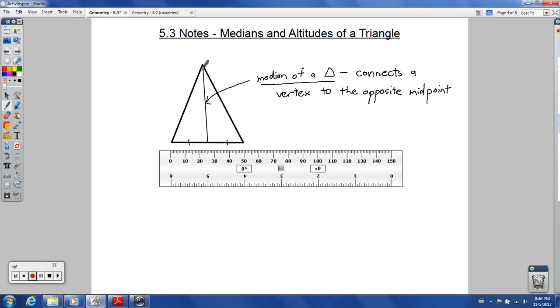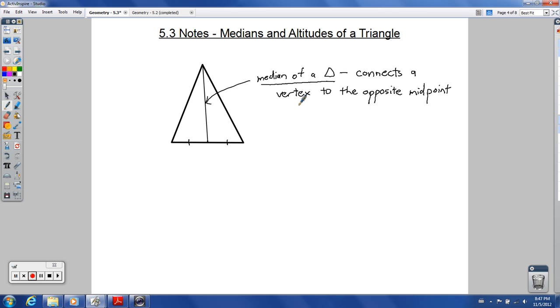I've connected a vertex. These are the vertices of the triangle, plural, but a vertex is singular. It connects a vertex to the opposite midpoint. So if I wanted to find the median of this side right here, it would be the vertex here to the opposite midpoint. So that would be that median. And the third median, the midpoint, would be right about here, it looks like. I would connect that to there. So just some terminology to start there.